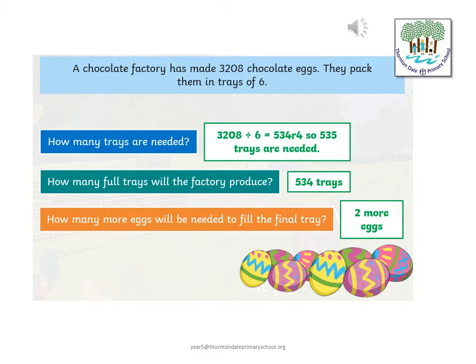So how many more eggs will be needed to fill up the final tray? Well, if we've got the remainder of 4, that means we'll need 2 more eggs, because our divisor is 6, so we've divided them into groups of 6. So if we've got 4 left over, we'll need another 2 to make, and then if we had another 2 eggs, then we would have another group of 6, wouldn't we? So that's how we can use remainders to help us solve problems and answer questions.